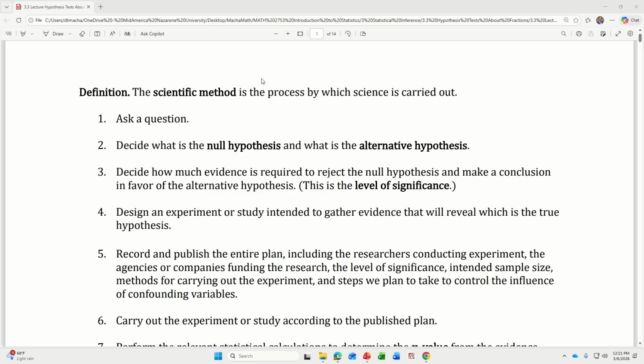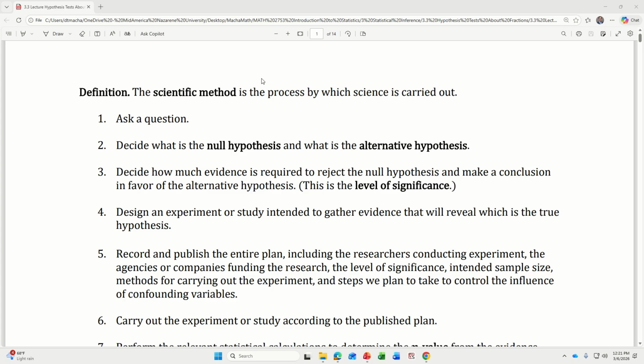Step number 5, you have to publish your entire plan, right? Before you even do anything, before you collect any evidence, before you collect any data, before you take measurements, before you recruit individuals, you're going to go out there and publish your entire plan. You're going to say, listen, this is who's involved. These are the researchers working on it. This is where our funding is coming from.